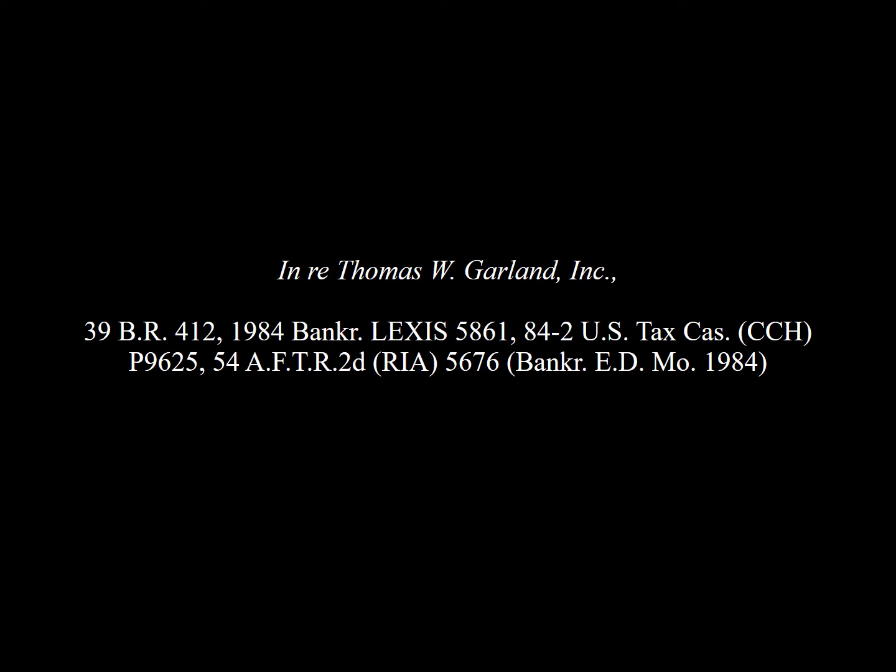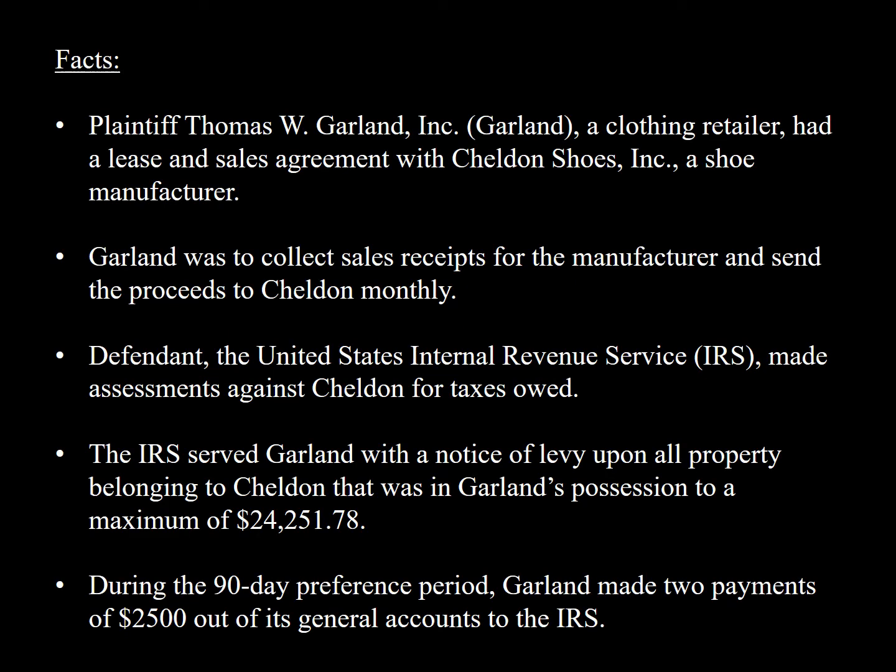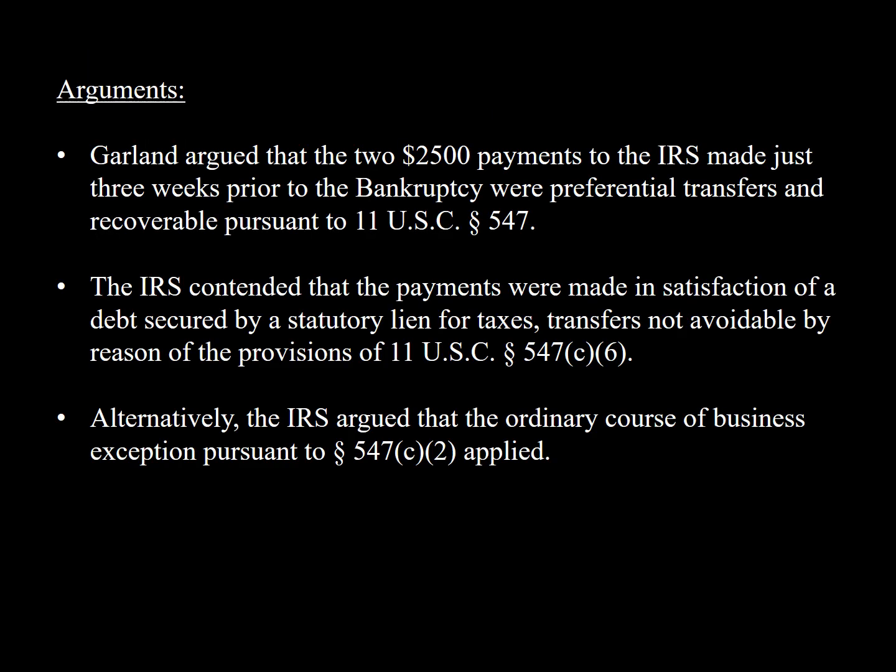So the case, it's an old case, 1984. It's still good law though. It's just an example of another garment industry type case. This involved a shoe wholesaler that had an agreement with a retailer. Part of the agreement was to collect sales receipts, and unfortunately here, the IRS levied on these sales receipts, and that was sort of the weird fact pattern here. And the question is, Garland went bankrupt, and the IRS had done that within 90 days, so the trustee sued the IRS for a preference. So the argument was that these were either in the ordinary course or protected by 547(c)(6).